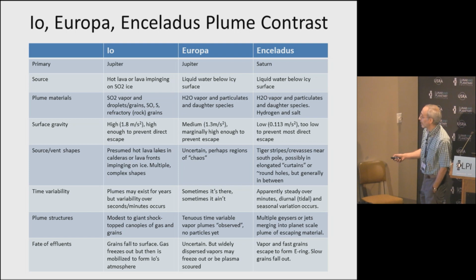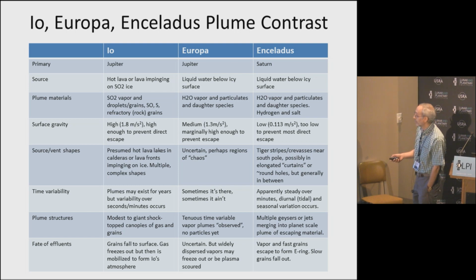The source vent shapes, here, it's somehow hot sources, calderas, lava fronts, and so on. Very complicated, and some of them measured or observed shapes. Here, well, it's not clear what the shapes of the vents are. Here, it's clearly the tiger stripe regions, long crevasse-like stuff.